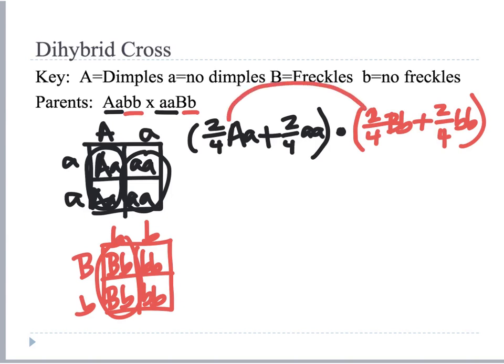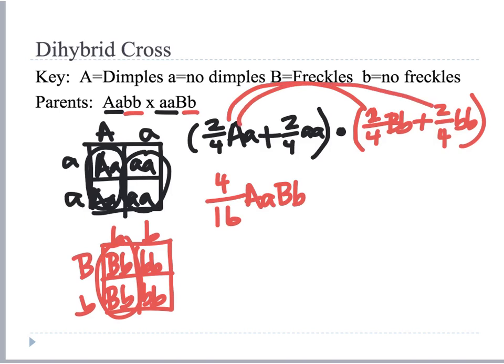Now my A's and my B's act like variables, so I would combine my variables, and I'm going to multiply my fractions. So 2 times 2 is 4, 4 times 4 is 16. So it's 4/16, and I'm combining my variables, big A, big B, little b. So that'd be 4 out of 16, big A, big B, little b.